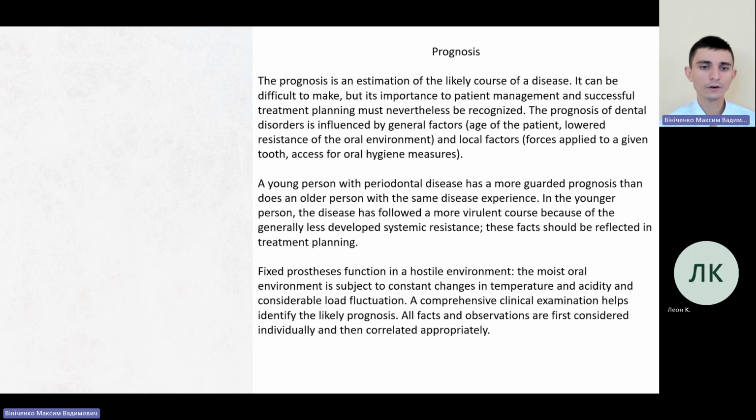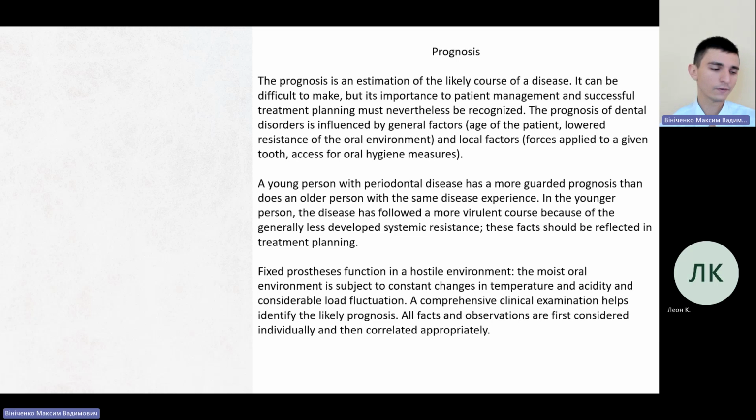A young person with periodontal disease has a more guarded prognosis than an older person with the same disease experience. In the younger person, the disease has followed a more virulent course because of the generally less developed systemic resistance. This fact should be reflected in treatment planning.